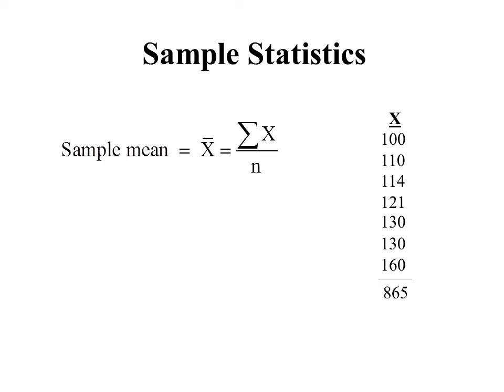The first sample statistic is called the sample mean, and it's denoted x bar. And here's the formula for x bar. This Greek letter is the capital letter sigma, and in mathematics, capital sigma means summation. So this means that we're going to add up, or sum, all the data values and then divide by n, which is the total number of data values. So here are our data values. We add those up to get 865. And so our sample mean is 865 divided by 7, which is 123.6.